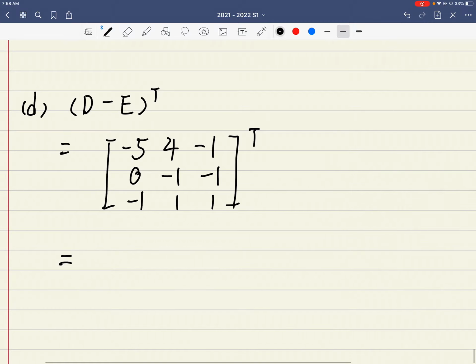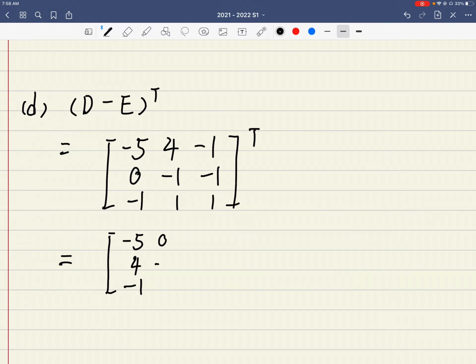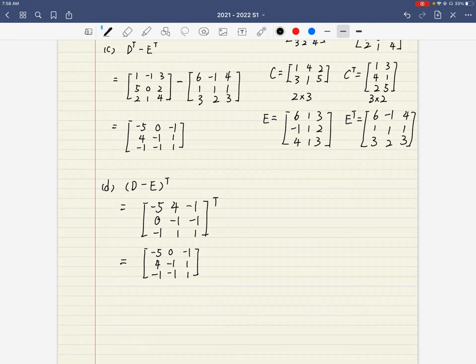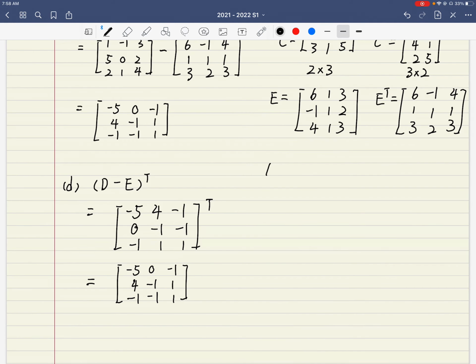And when you transpose it, you'll see something. First row becomes first column, second row becomes second column, third row becomes third column, which is exactly the same as in part C. Okay, so in general, it's always true: A minus B's transpose is equal to A transpose minus B transpose.